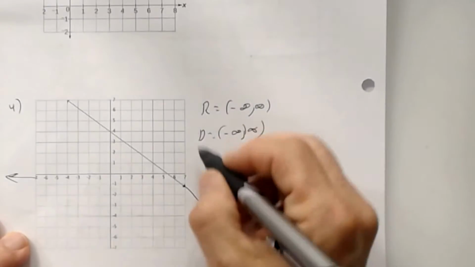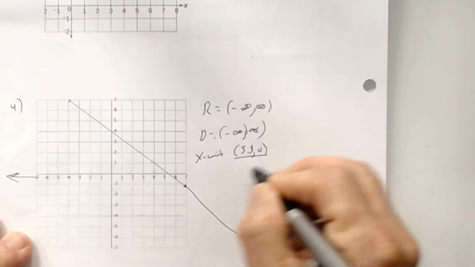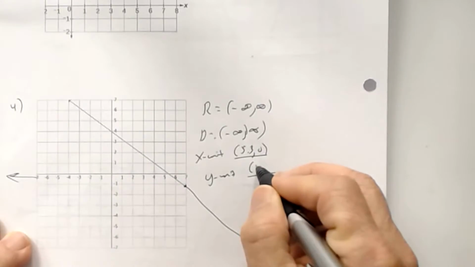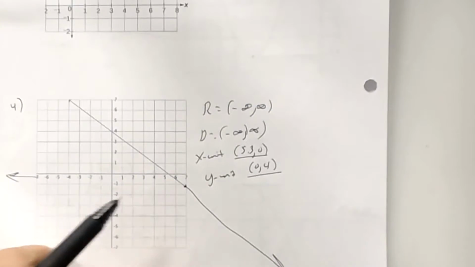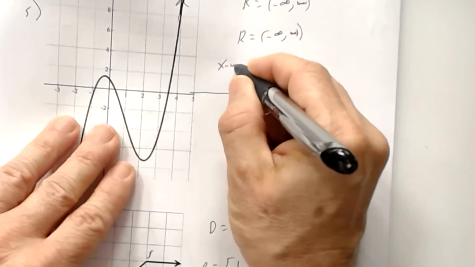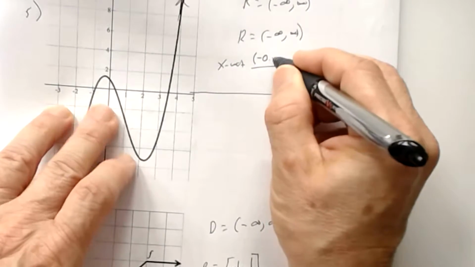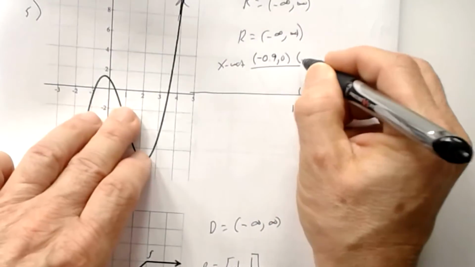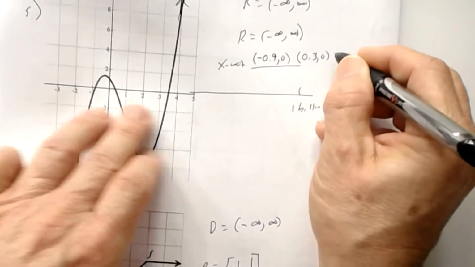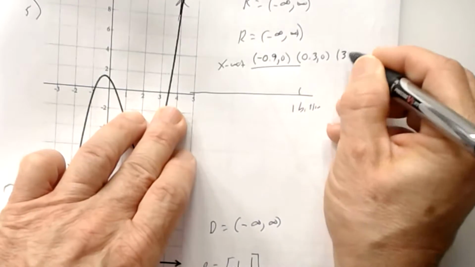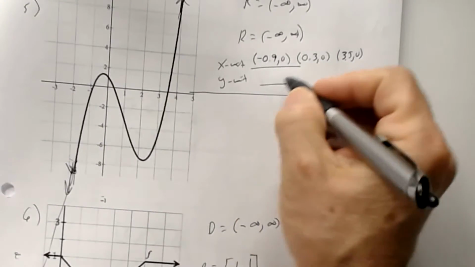Number 4. X-intercept. 5.3. Okay, 5, 0. Y-intercept. 0, 4. Okay. All right. Number 5. How many X-intercepts are there? 3. Estimate them. -0.9, 0. What's the other one? 0, 0. And what's the other one? 3.5, 0. Okay. How many Y-intercepts are there? 1. What is it? Estimate it.